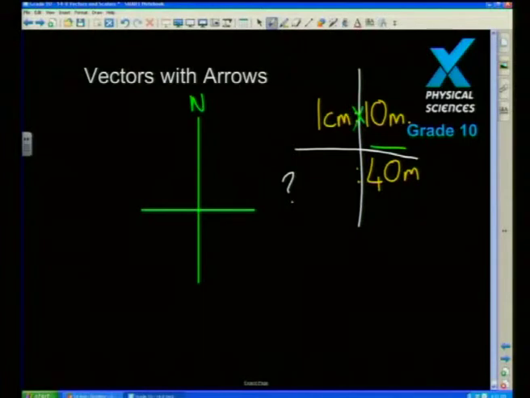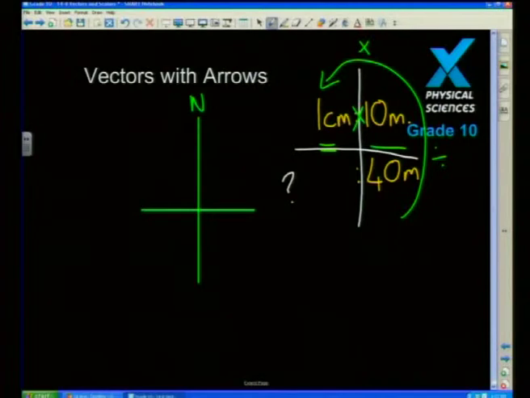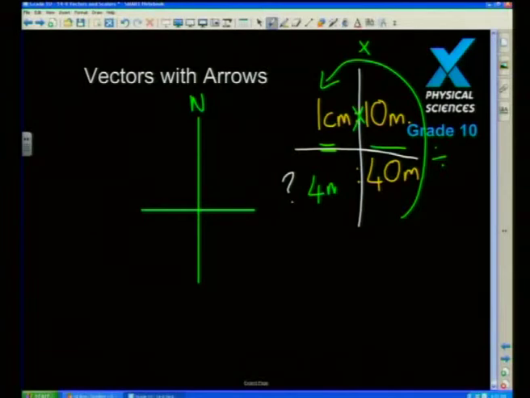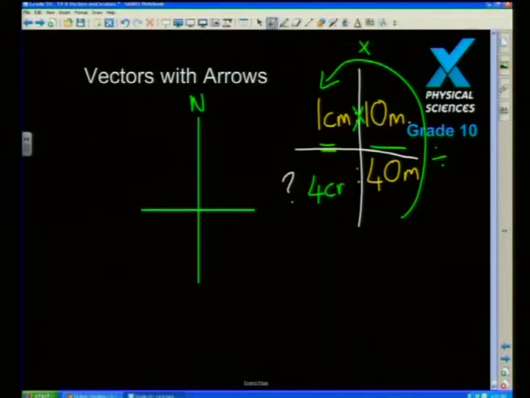Then I multiply across 4 times 1, and then equals at the other side. So I've actually gone around like this. I divide, then I multiply, then it equals, and what I land up with here is 4 centimeters. Let's just make sure that's nice and neat. I'm making a bit of a scribbly mess over there. So there we go, 4 centimeters. I'm going to go through this again in a short moment.